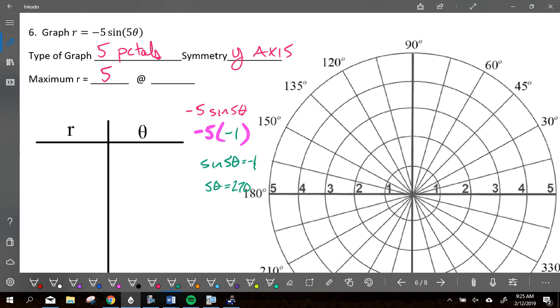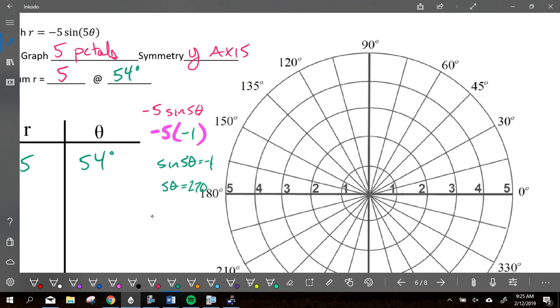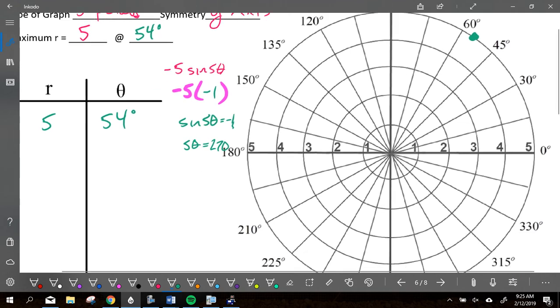And so when is my first petal going to happen? At 54 degrees. I'm taking 270 and dividing by 5. That is going to be when my first one happens, at 54 degrees. So I'm doing the best I can. That's 45. That's going to be 54, somewhere right about there. That's my first petal. The rest of them are going to be spaced out evenly. I just need to figure out how spaced out they're going to be.